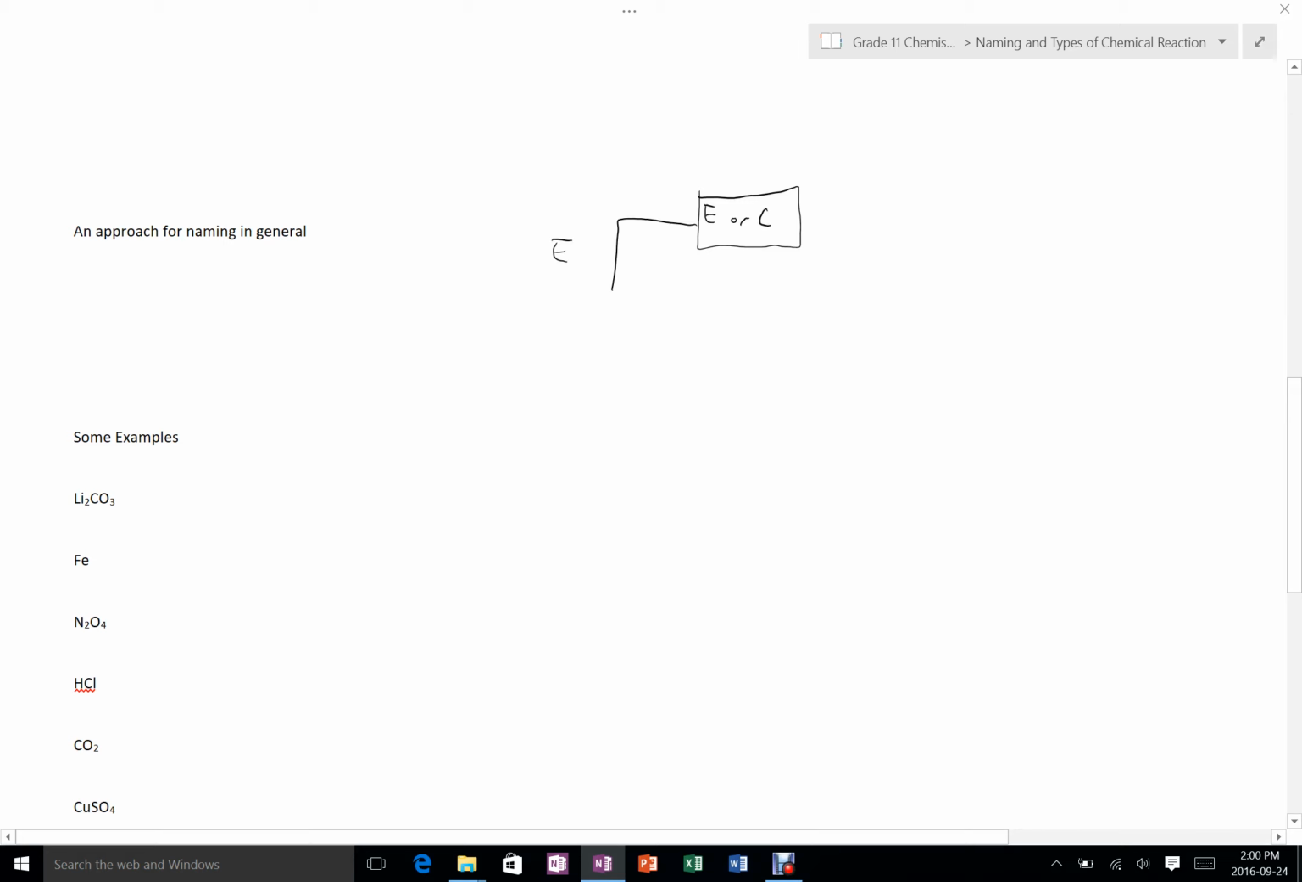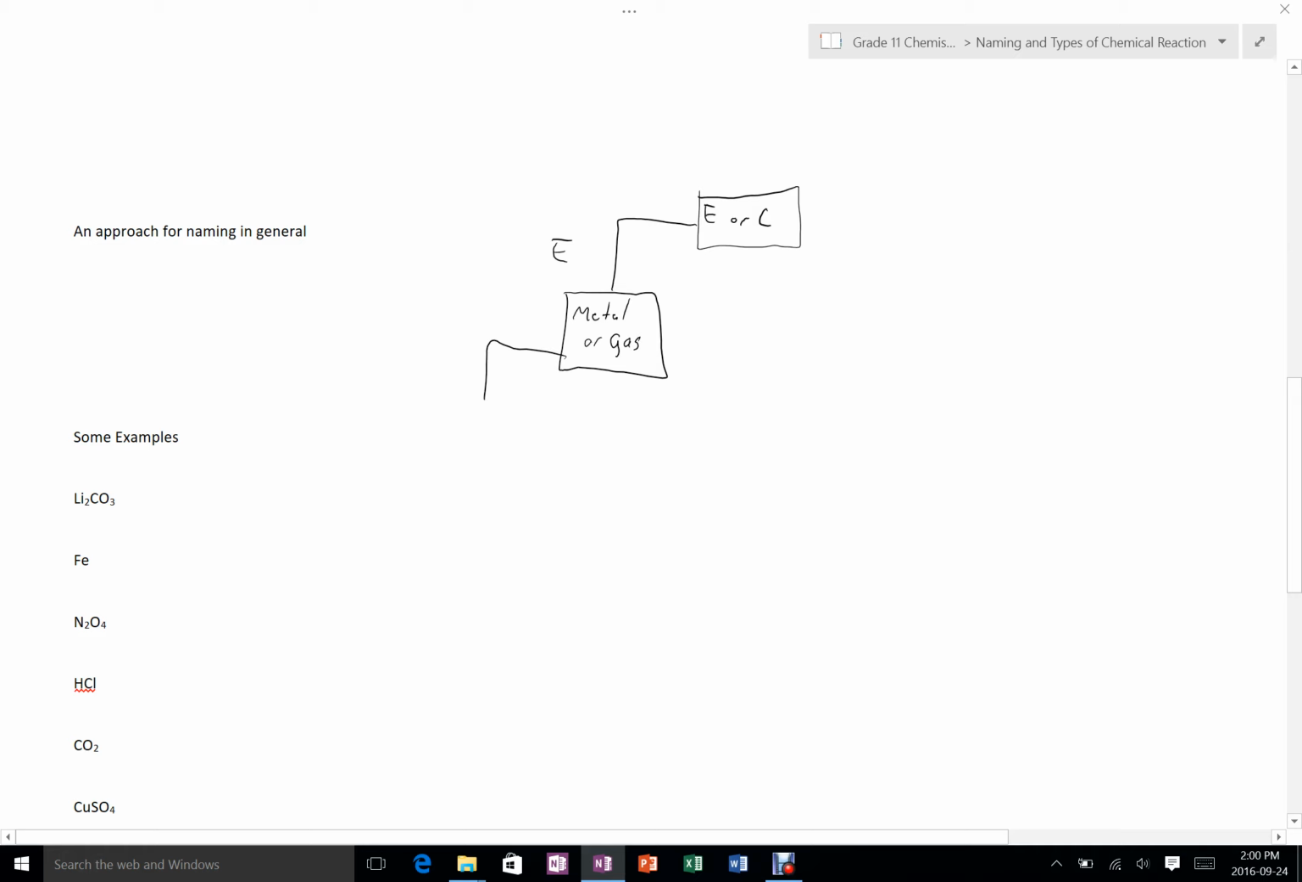Okay, so let's do some practice where we do all these together, and let's put together an approach that will help us get this right. So the first question you're going to ask yourself is element or compound. If it's an element, then we're going to say metal or gas.